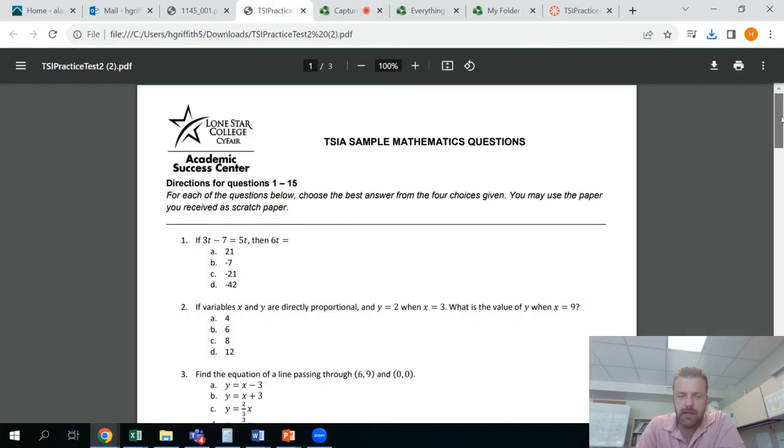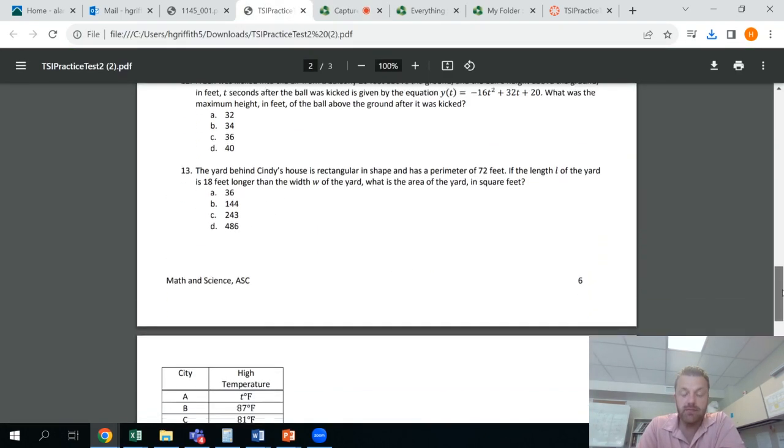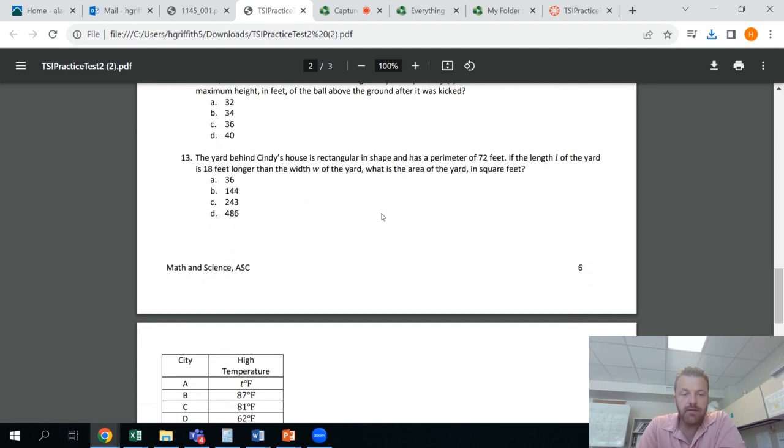So in this video, we're going to take a look at the last three questions from the new TSI practice exam. For the first question, question 13, we're told that the yard behind Cindy's house is rectangular and has a perimeter, the sum of all the linear distances around the outside, of 72 feet. If the length of the yard L is 18 feet longer than the width, what is the area of the yard in square feet?